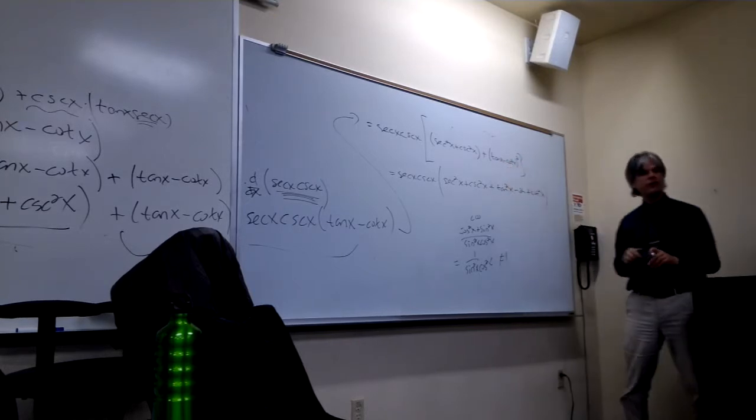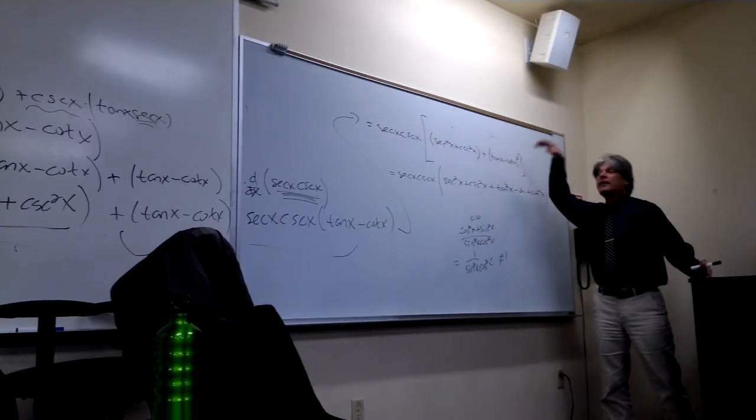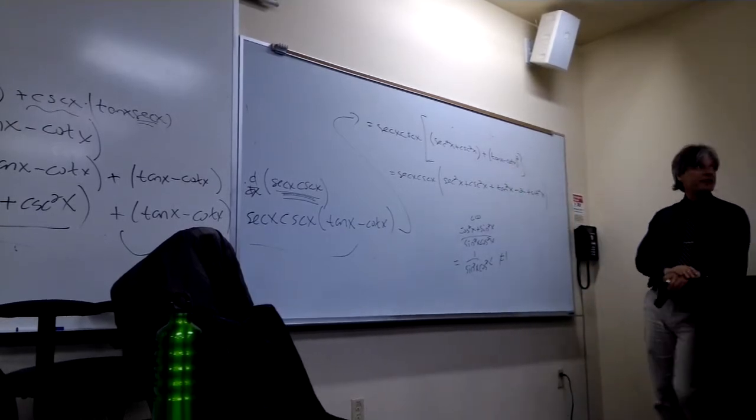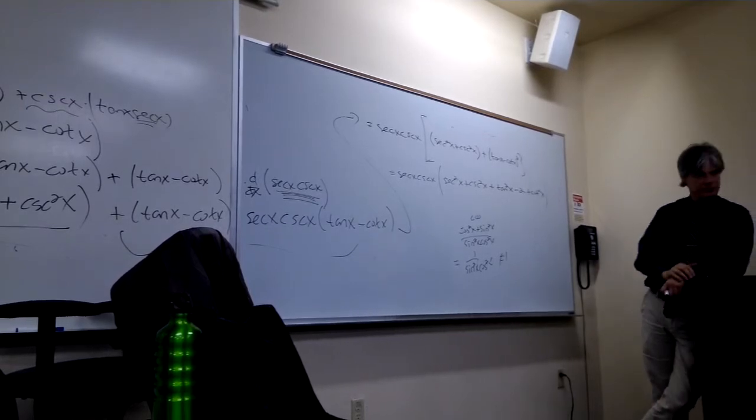Cotangent of x is 1 over tangent of x. So 2 times a times b would be 2 times tangent of x times the cotangent of x. But the tangent of x times the cotangent of x is... Oh, but I got the factor 2 out front, so I guess it's a 2. Are you there? Okay.